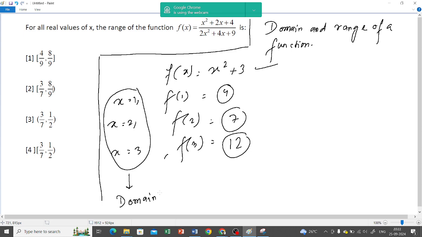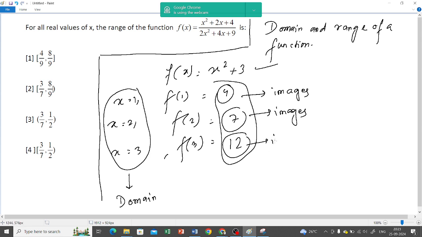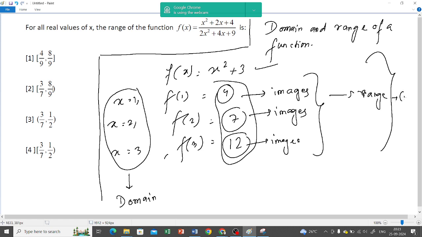Okay, these values are called the domain. Each of these values is called an image. The set of these images is called the range, and the bigger set to which the range belongs is called the codomain.